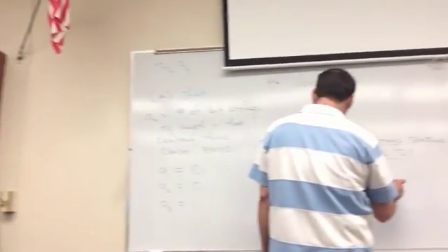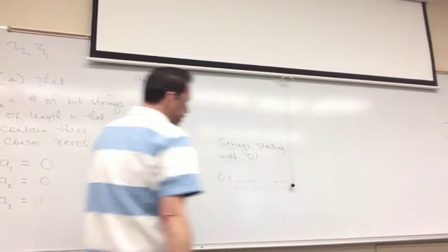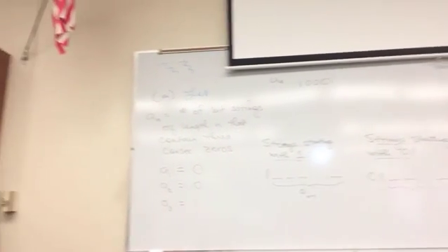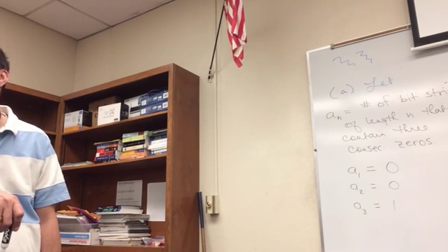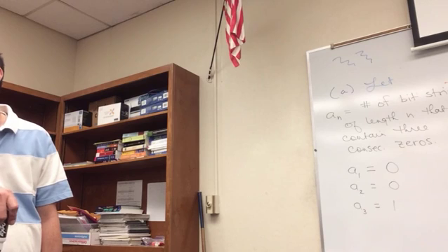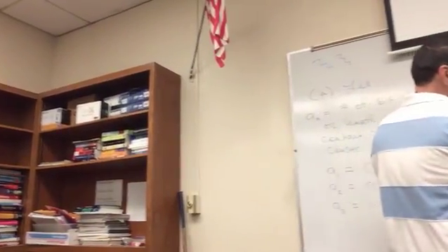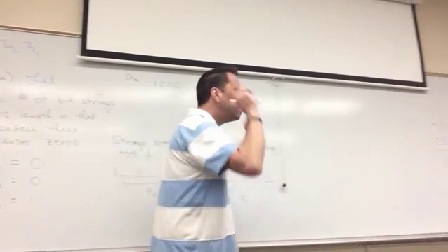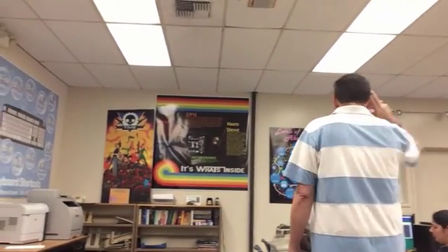So if your string starts with 0, 1, then you have to fill in those remaining spaces with a string that has 3 consecutive zeros. And how many of those are there in terms of n? A sub n minus 2. That's right. You used up the first 2 spaces. You have n minus 2 left.